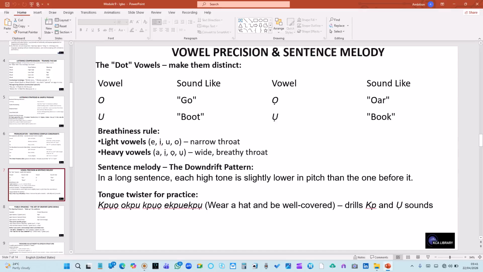Now, let us look at a tongue twister for practice. Bọ okpu, bọ ekpo, ekpo, which means wear a hat and be well covered. So the three are p and all sounds. Bọ okpu, bọ ekpo, ekpo. So it means wear a hat and be well covered.